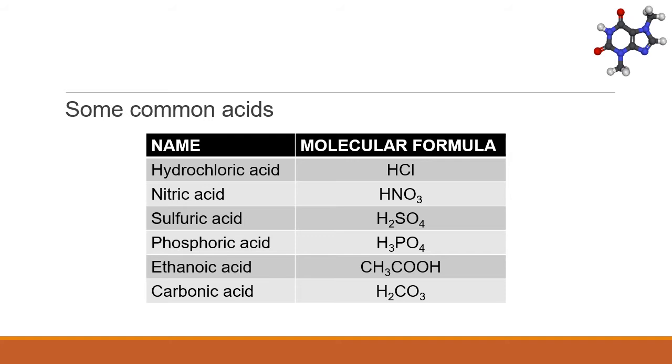If you have used muriatic acid to declog your drain pipes, you used an impure form of hydrochloric acid. If you use vinegar when cooking, you are using ethanoic acid, also known as acetic acid. Sulfuric acid is used extensively by the fertilizer industry to make fertilizers such as ammonium phosphate and ammonium sulfate. It is also used to make detergents and insecticides.